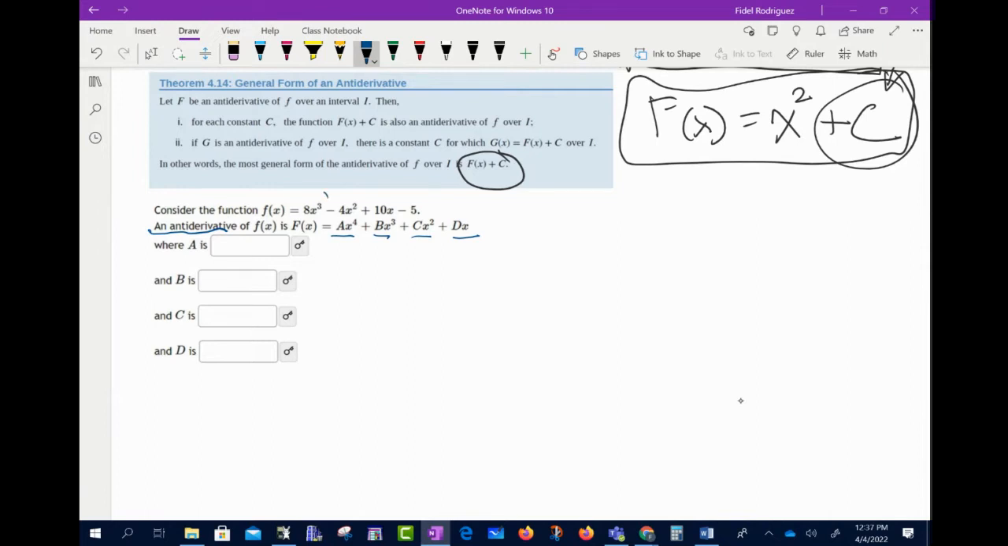Y'all, look at the first term that we had here. The first term we had when we took the derivative was an 8x to the third. And we know that when we take the derivative, this number always comes down to the front and we reduce it by a power of 1. So if we're going to be going backwards, would you all agree that that would have been, instead of a third, wouldn't it really have been a fourth? Okay.